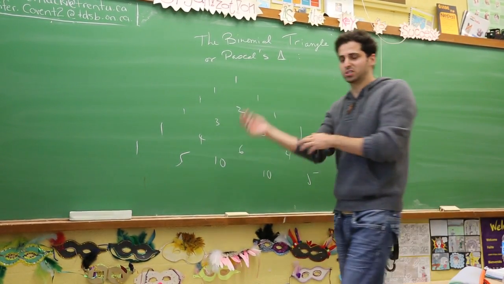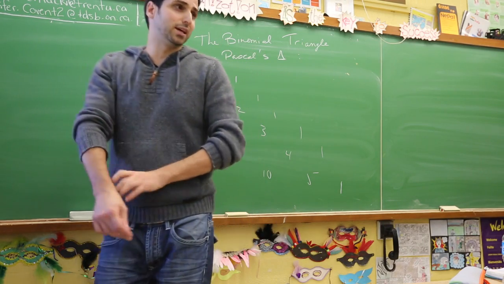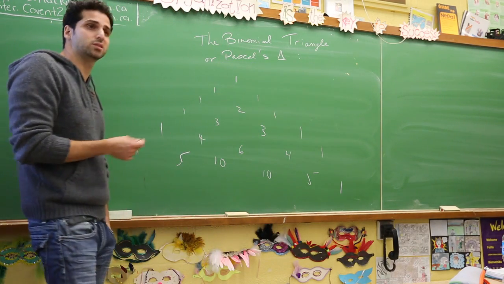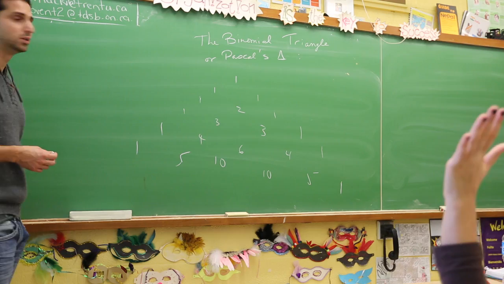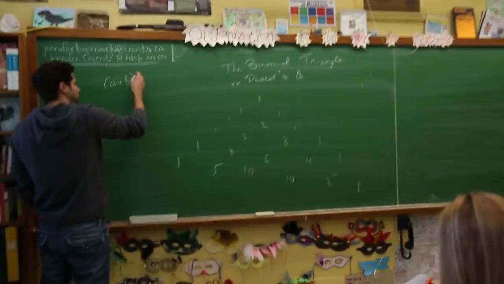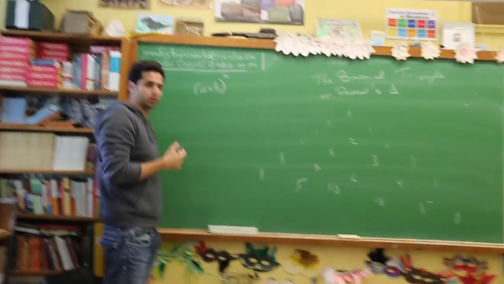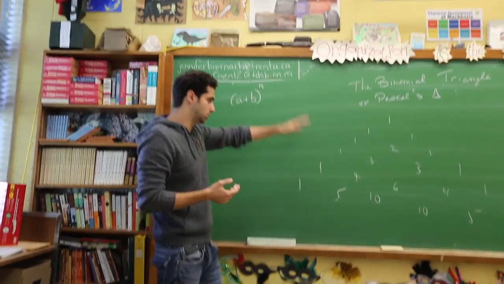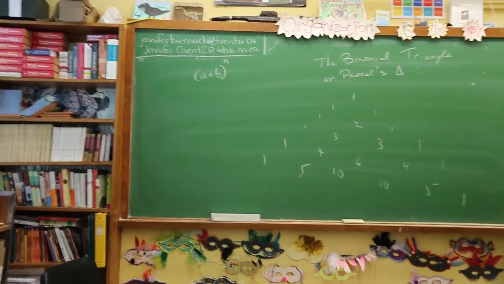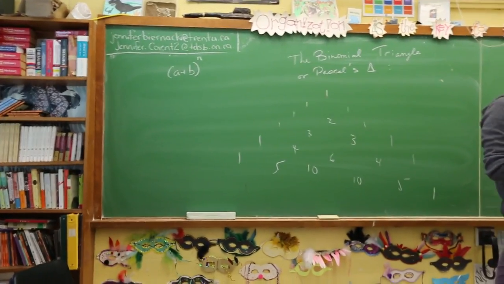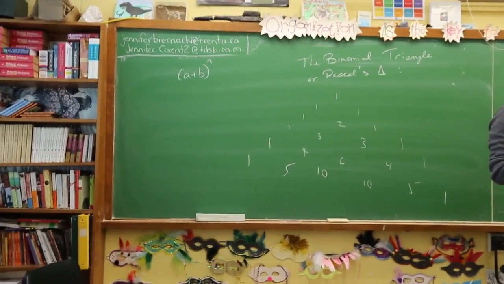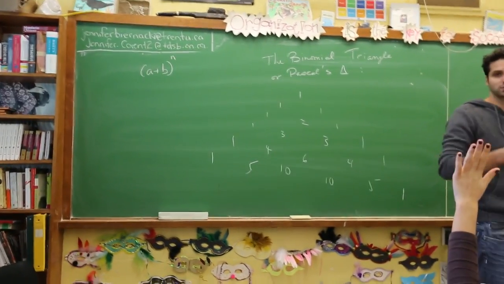How many of you have actually used this triangle to get the coefficients of the expansion of a binomial? So you've seen something like this. If this was a 5, for example, you would use the 5th row to get you the coefficients. How many of you have done that? How many of you know why it works? Okay, why does it work?